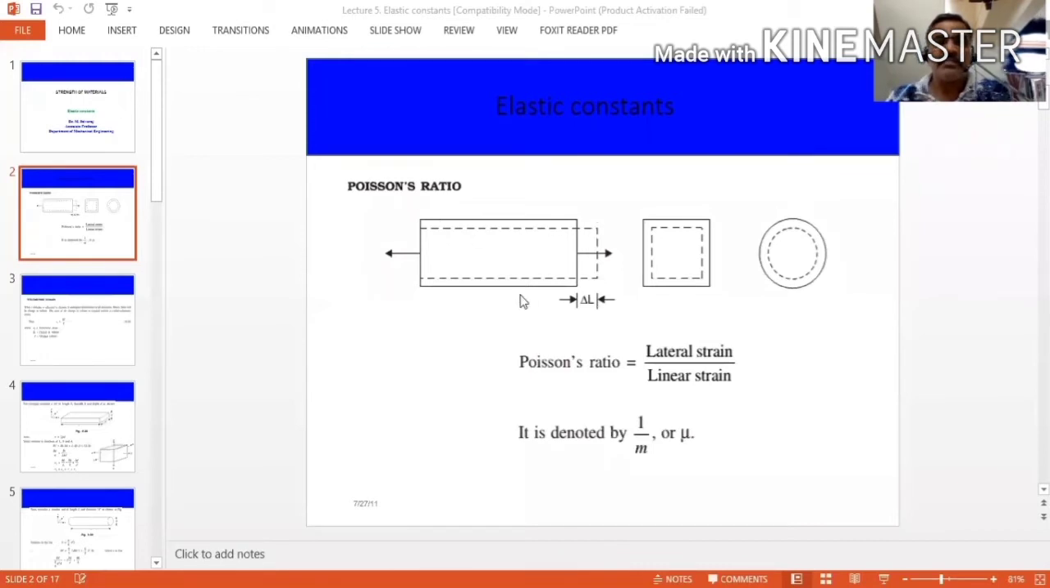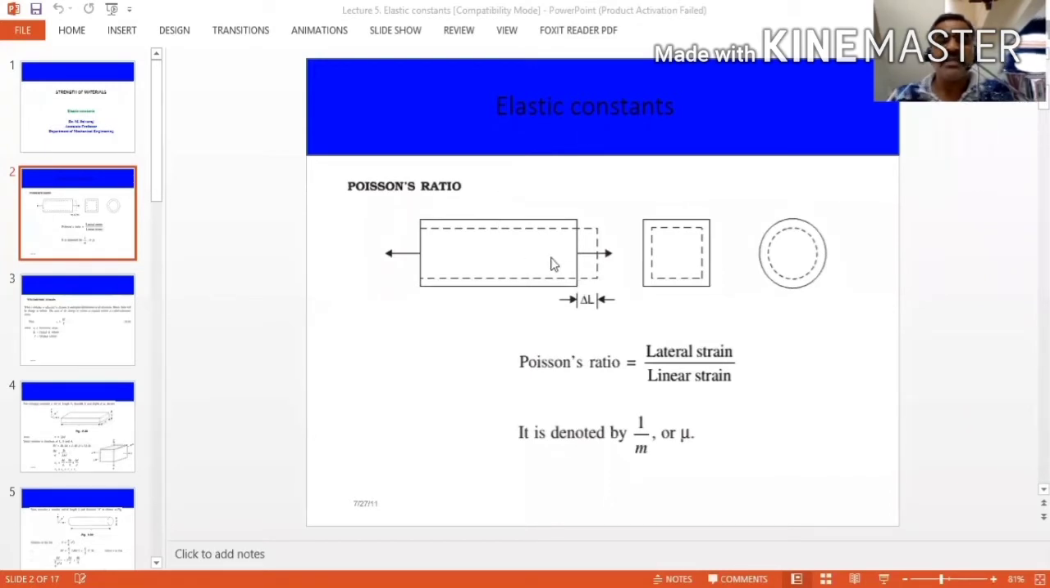You take a bar or cylindrical rod, whatever it may be. If the cross section is square or rectangle, then it is a bar. If it is a circular cross section, that is a rod. When it is subjected to axial load, there will be a change in length as well as diameter. Length will be increasing, diameter will be decreasing.